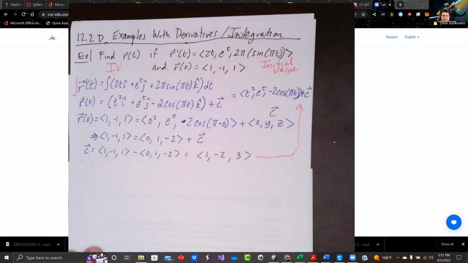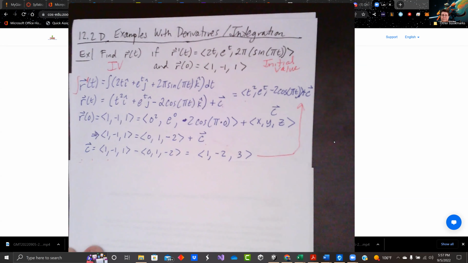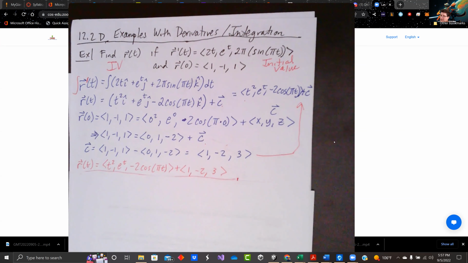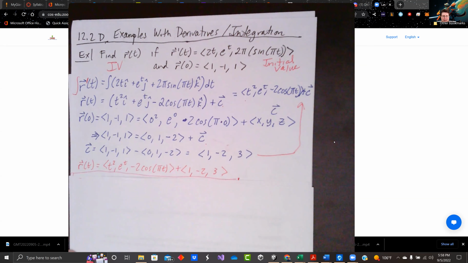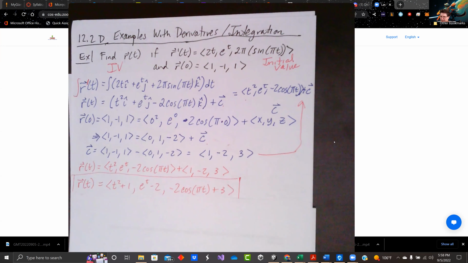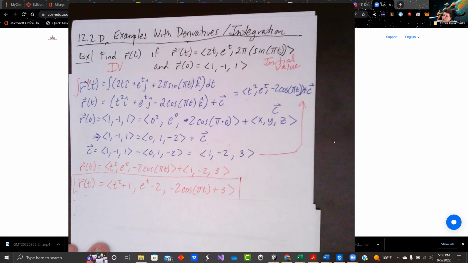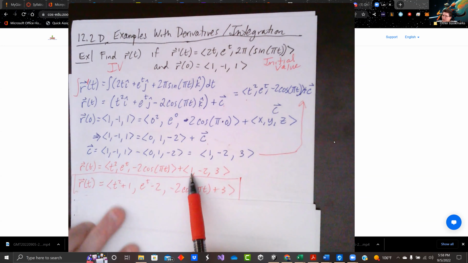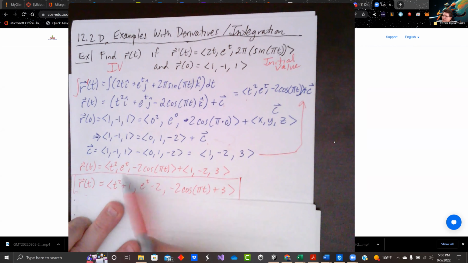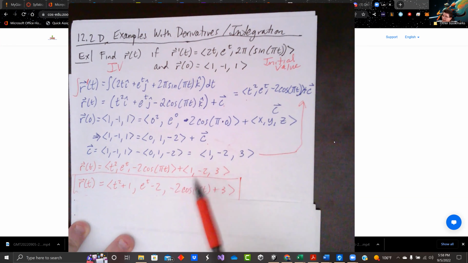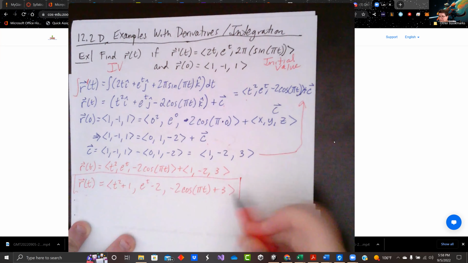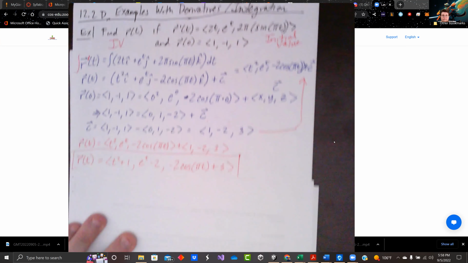That's not what we wanted to have. We wanted r of t, so I'm going to take C and plug it back in. Gives me that. And I don't like listing it as two vectors, so I'm going to combine them into one vector. My x components combine, t squared plus 1. My y components, e to the t and -2 combine. And our z components, -2 cosine pi t and 3 add up for the z component.